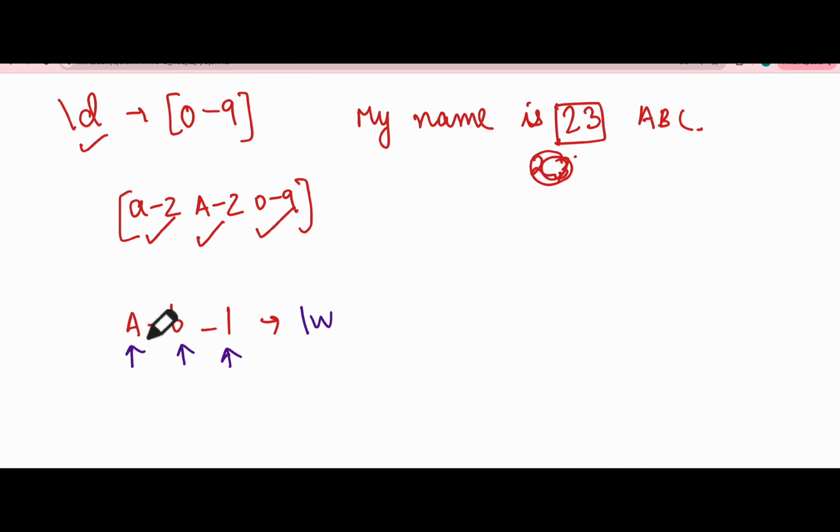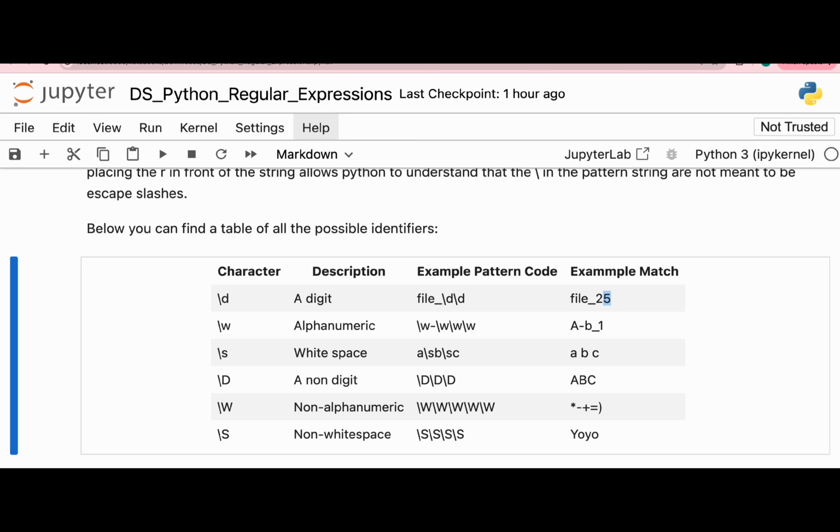Now there is no pattern for the underscore, so we will simply hard code it. For B, we will again use \w, and then the underscore will be passed directly, and then for 1 also we will use \w. So this is the pattern which we will use, and we will pass it into the text to validate if this is something existing or not.